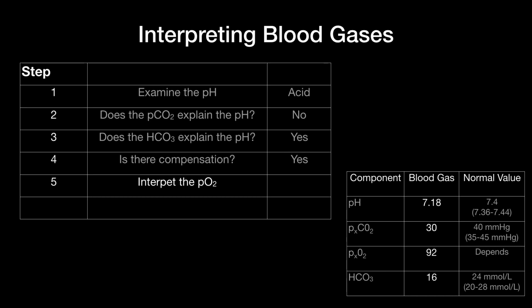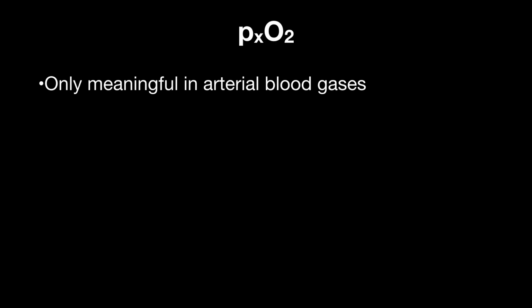Let's go back to the steps of interpreting a blood gas. The final step is to interpret the PO2. This is complex, but it goes along with a couple ideas here. The PO2 is only meaningful in an arterial blood gas. The truth is sometimes you'll see additional blood gases from the venous system or the capillary system. You can only measure the PO2 if it is the P little AO2, or the partial pressure of oxygen within the artery.